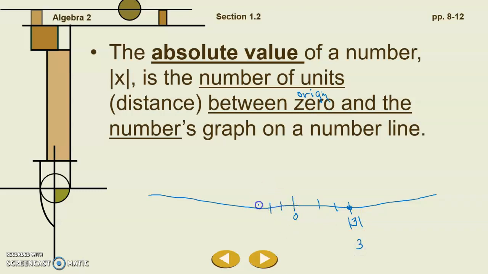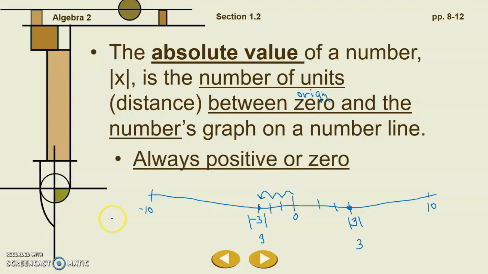Conversely, the opposite of 3 is negative 3. We'll graph that number, and if you look at the distance between -3 and 0, the absolute value of -3 is also 3. Both of these are 3 units away from the origin, or from the 0. In fact, a number like 10 and its opposite, -10, always have the same absolute value. So 10 and -10 both have the absolute value of 10. They're both 10 units away from 0.